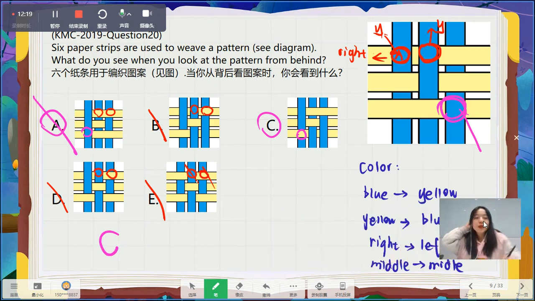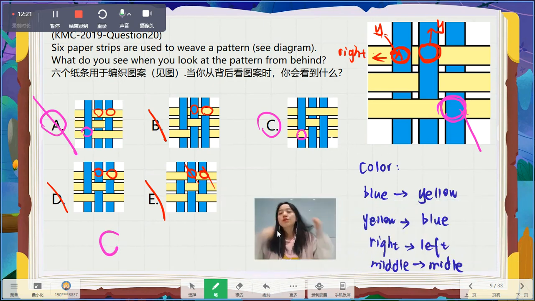Okay, so C. Whenever you are going to solve any question like this, you have to find the pattern first. Okay, so that's all for today's practice.